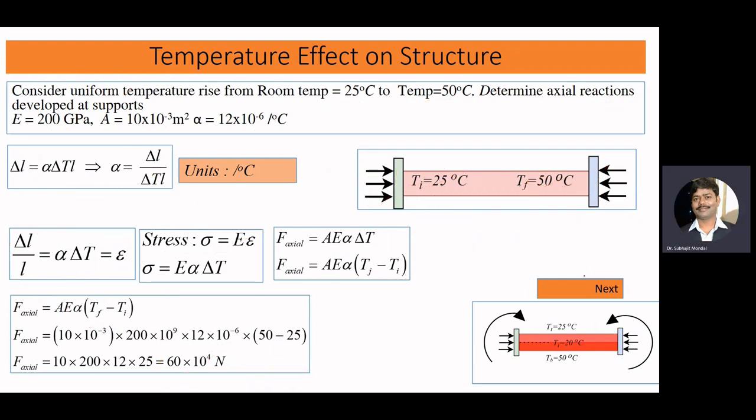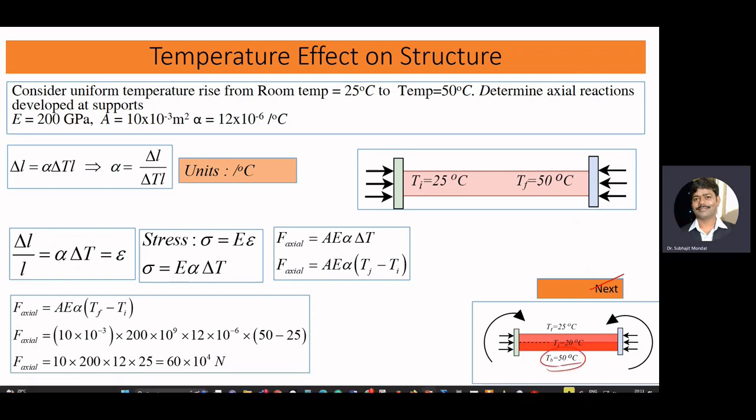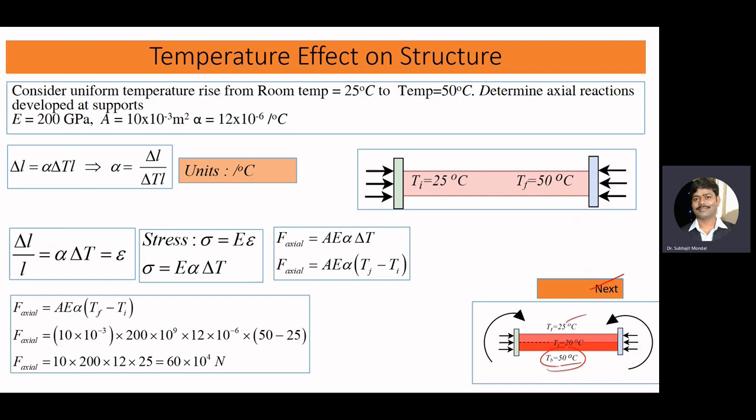Next, we are going to discuss what happens if there is a non-uniform temperature rise. For example, at the bottom we have 50 degrees Celsius, at the top we have 25 degrees Celsius, and the initial temperature is 20 degrees Celsius. Then how much axial force is developing, and how much bending moment is developing in the system? We also can calculate, if the temperature rises, how much deformation is occurring in the system. That's what we are going to discuss in the next video.